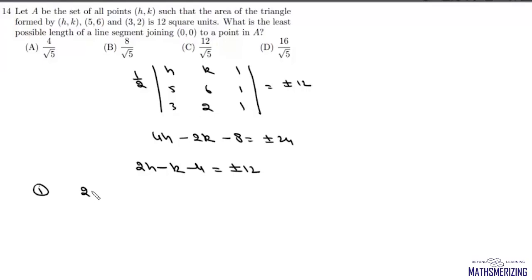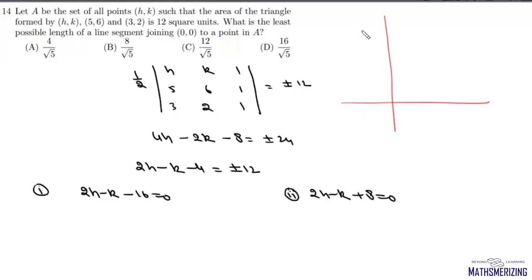Case 1, either this point will lie on 2h minus k minus 16 equals 0, or 2h minus k plus 8 equals 0. So now we have two parallel lines, and it says what is the least possible length of line segment joining 0 0 to this point A.